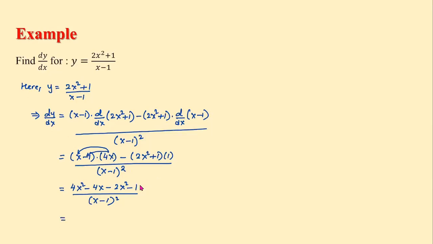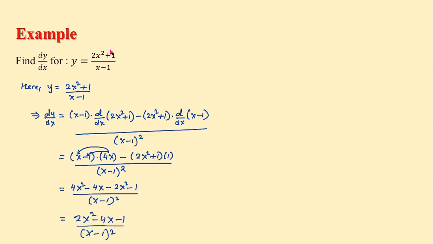If we look at the numerator, here we have 4x squared minus 2x squared, that is 2x squared. And we have minus 4x minus 1 over (x minus 1) squared. So that is the derivative of that function.